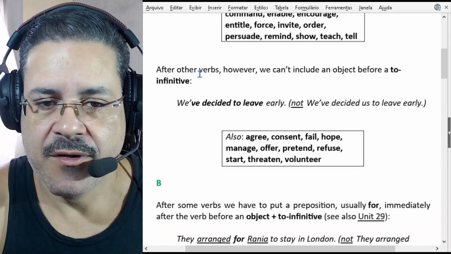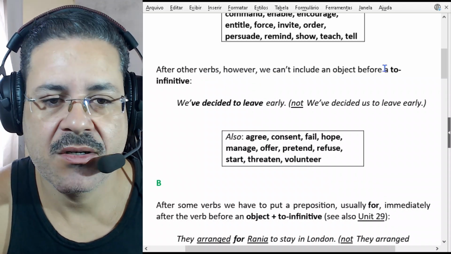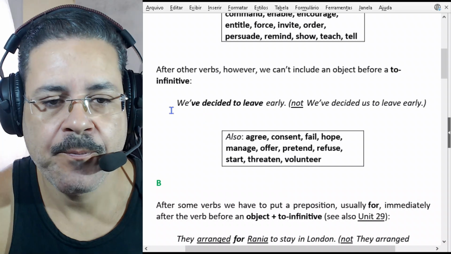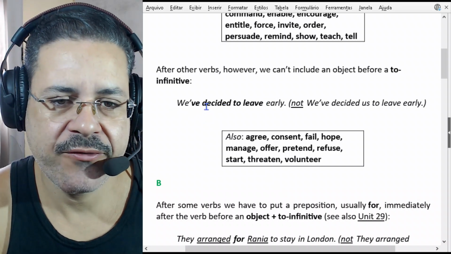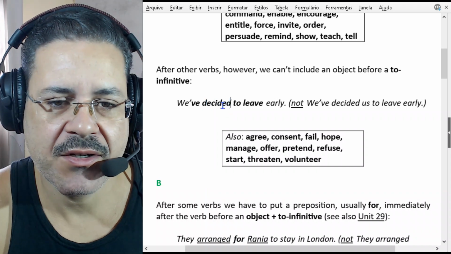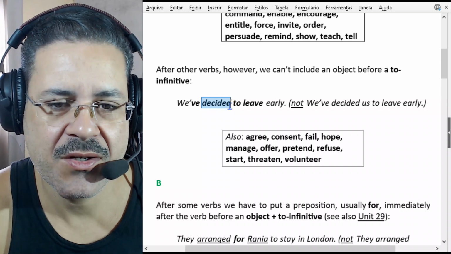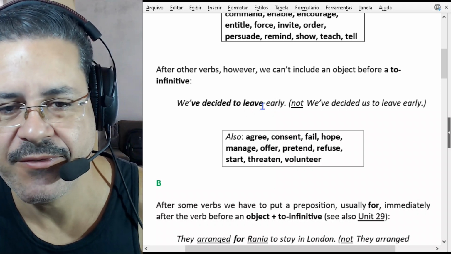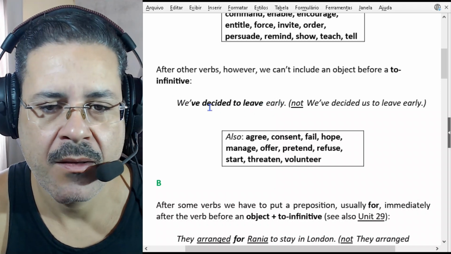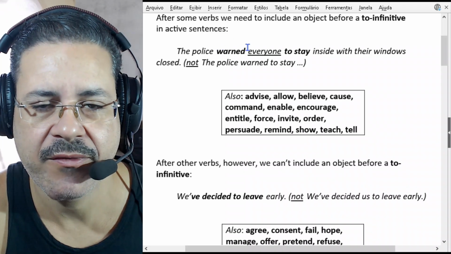After some verbs, however, we can't include an object before to infinitive. For example, we've decided to leave early. It's a sort of intransitive verb. We can already understand: we've taken the decision to what? To leave early. In that case, we don't put an object after the verb like in the previous example.